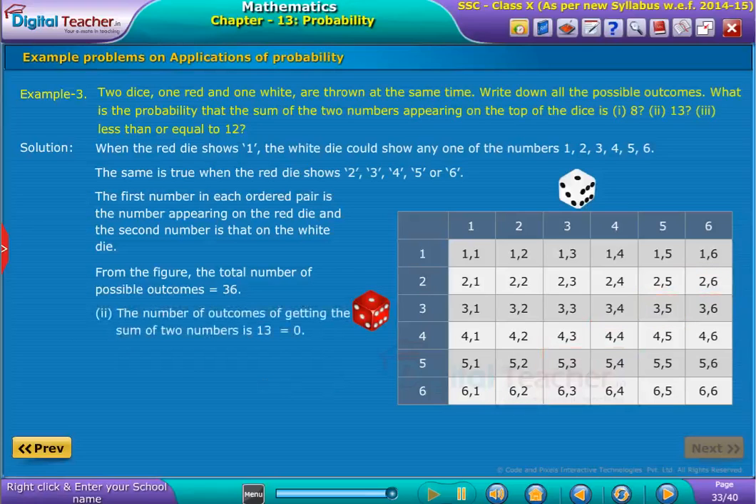The number of outcomes of getting the sum of two numbers equal to 13 is 0. Probability P of B is as shown on screen. The number of outcomes of getting the sum of two numbers less than or equal to 12 is 36. Probability P of C is as shown on screen.